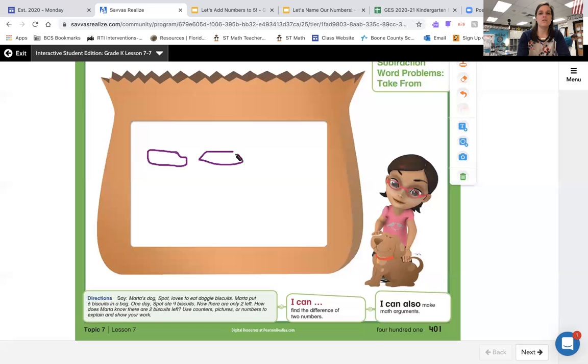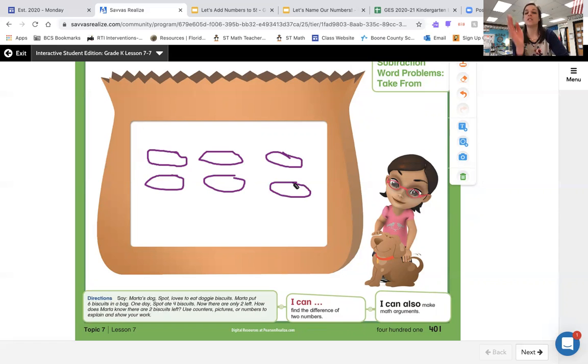1, 2, 3, 4, 5, 6. Very good. And make sure with your pencil that you're drawing small enough to be able to write a subtraction sentence underneath it. Now let's count and mark out to make sure we have 6. 1, 2, 3, 4, 5, 6. I have 6. I didn't draw too many or not enough, so I'm good to go.